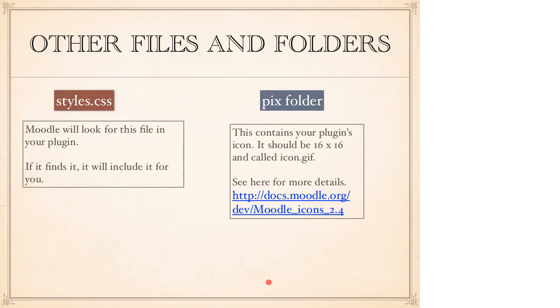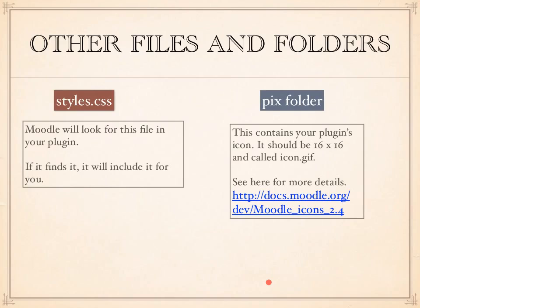Some of the other things you'll find in there is styles.css. You don't actually have to include styles.css. If you write it and you put it in your plugin folder, Moodle will spot that, find it, and load it for you. So you don't have to do anything. Just start declaring your various styles that you want for your plugin.